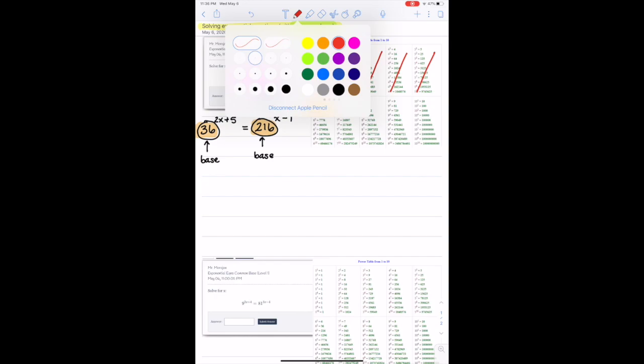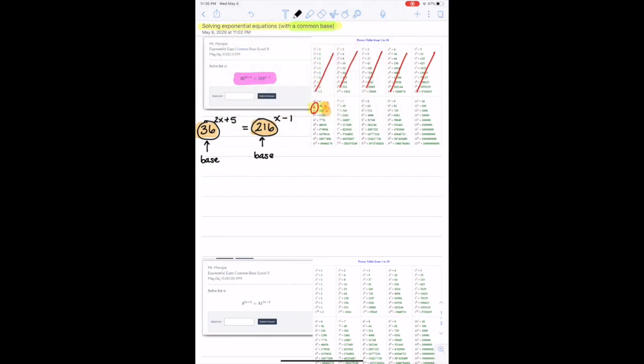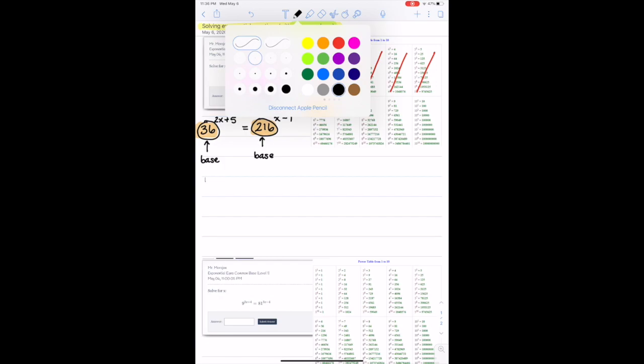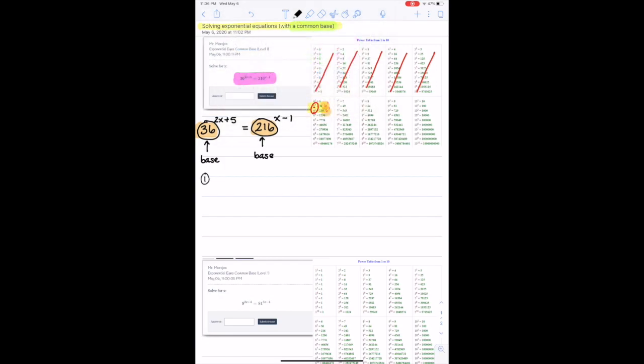So what I'm going to ask you to do is step 1. Let me make it a little bit bigger. Step 1 is going to be: rewrite with common base. If I do that, the table really helps here. Pretty much I'm rewriting the base.